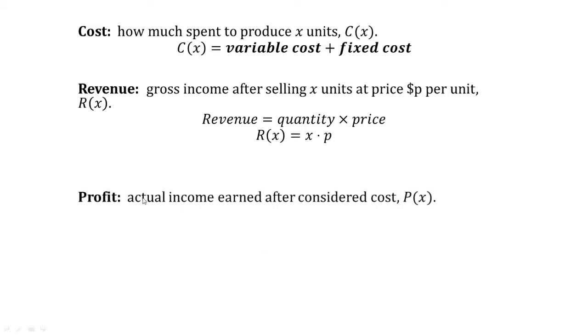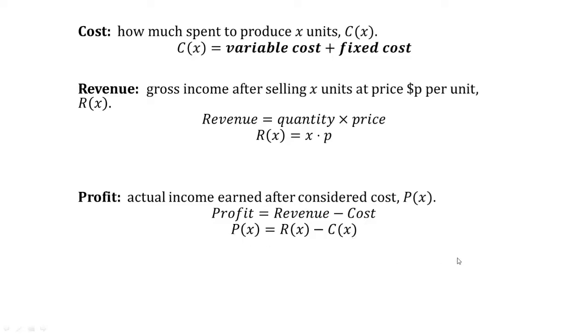Then it comes to profits. So the actual income earned, considering cost, and we call that function capital P of X. And we have learned that profit equals revenue minus cost. So in functional notation, it's P of X equals R of X minus C of X. So mathematically, it's always your revenue function, subtract away your cost function, and that gives you your capital P profit function.